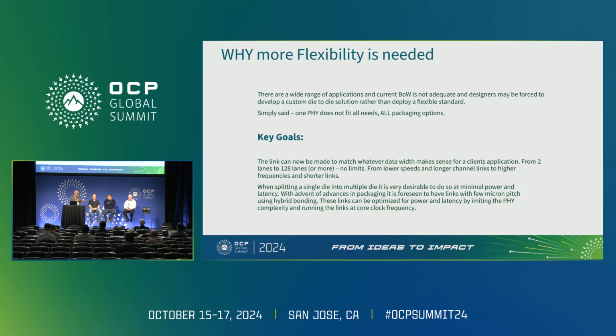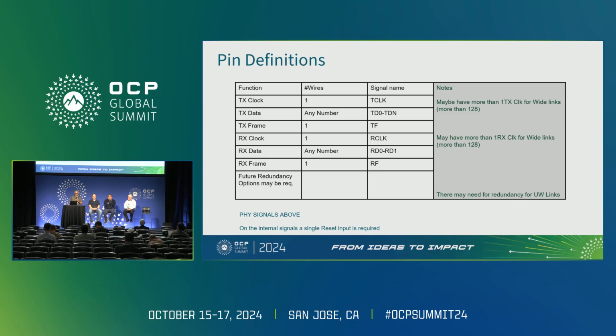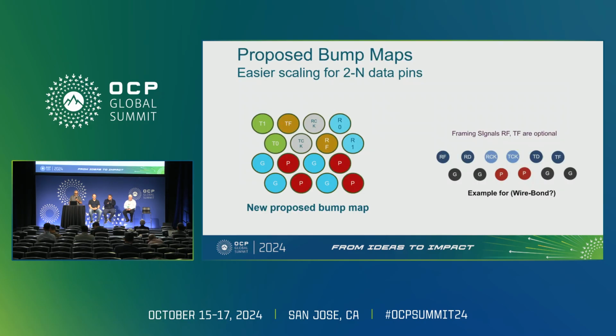We're doing memory, we're doing optical, and we're now making it address a much larger market beyond just HPC and compute. I'll just go over to a final slide showing how the bump maps will work. We have clocks in the middle, some framing signals, and then the TX and RX can spread out, whatever you need. And it's very, very straightforward to implement.